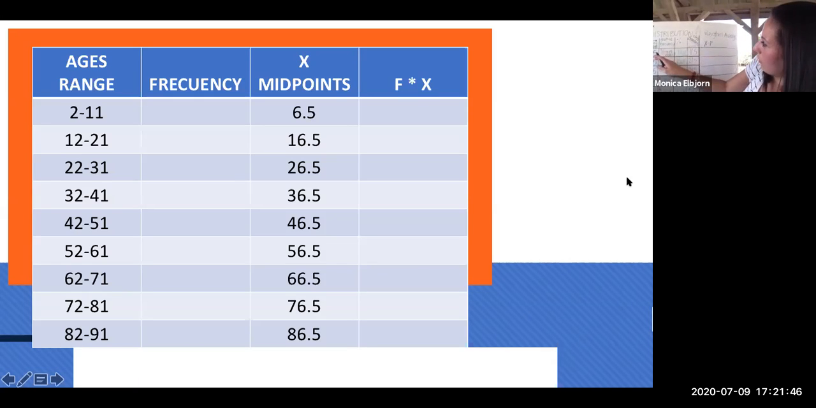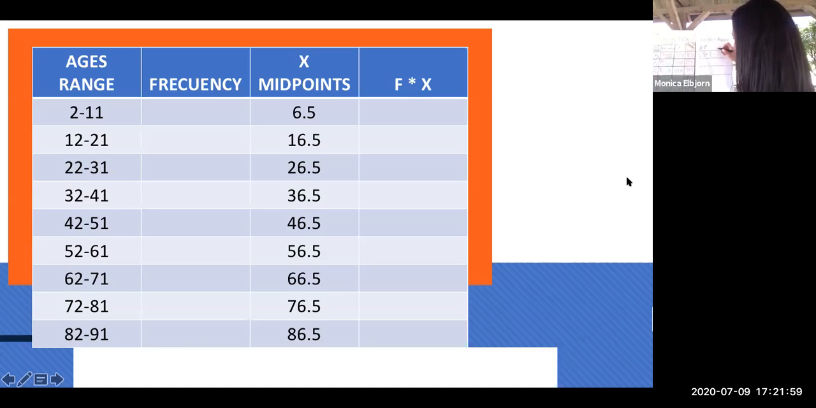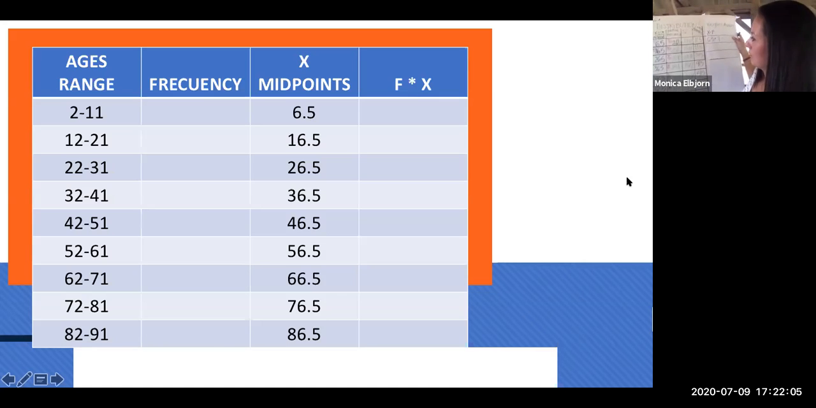But for this one, we're gonna have our X times our frequency. So over here, our X is 6.5 and our frequency is 7. This is gonna be our weighted average. So what's 6.5 times 7? And then over here, we're gonna have 16.5 times 5, 26.5 times 3.